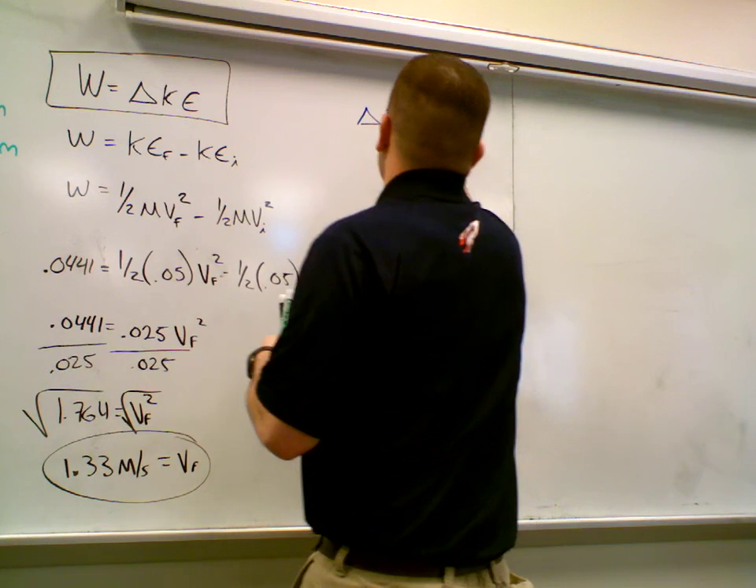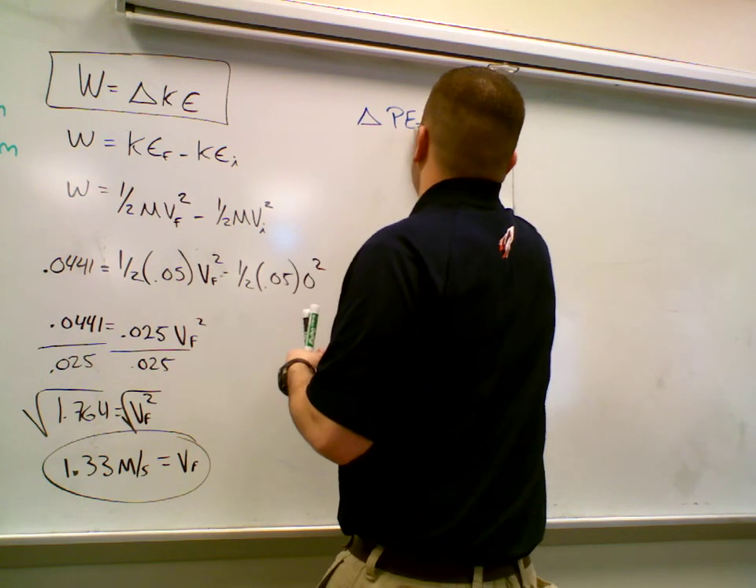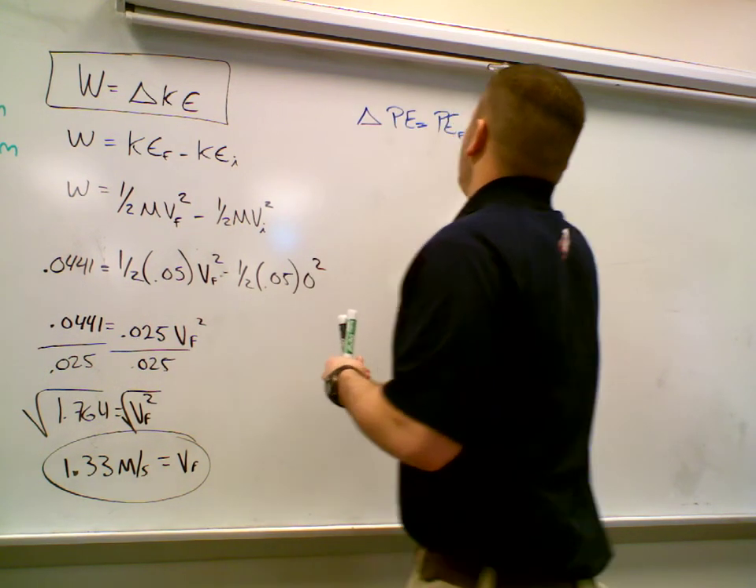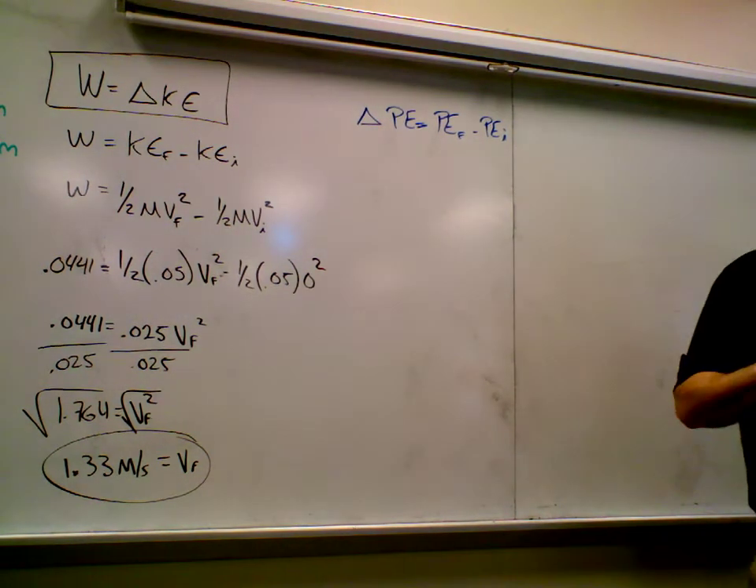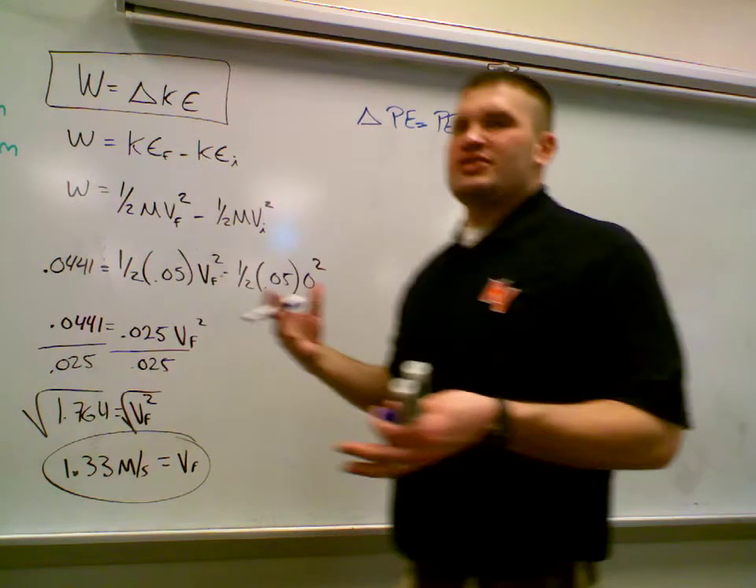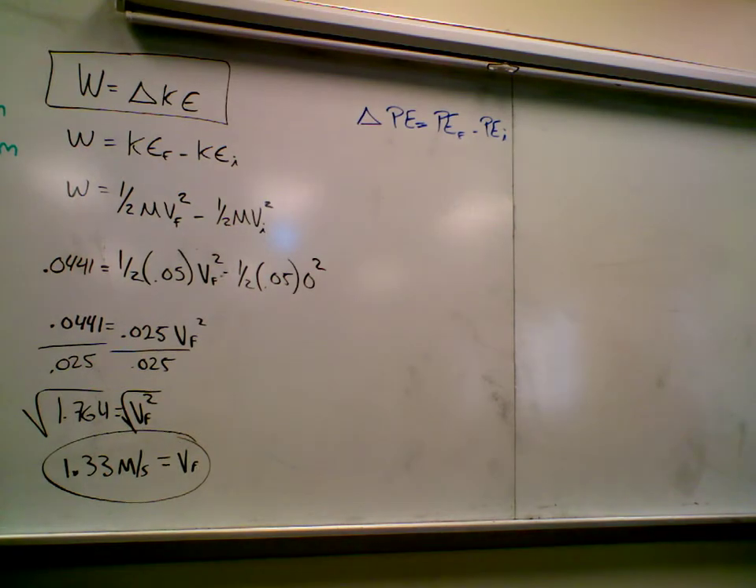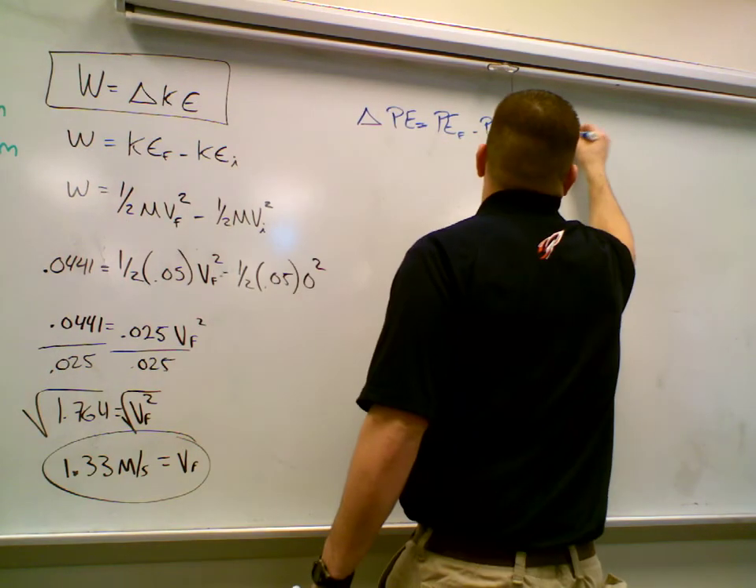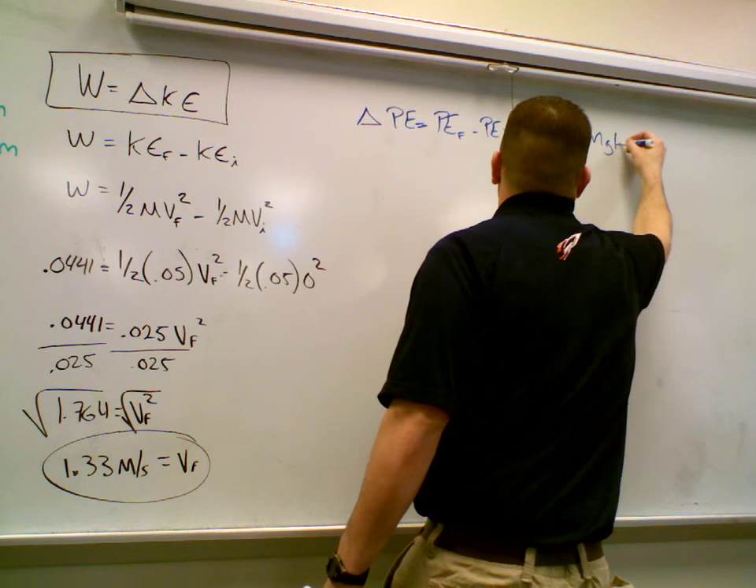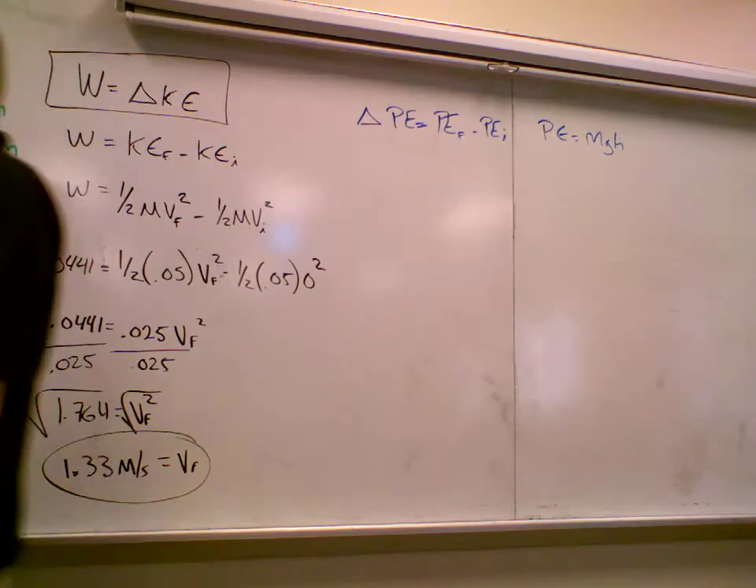Delta PE equals PE final minus PE initial, right? Now, for potential energy, what's the equation? Mass, gravity, height, right? PE equals mgh.